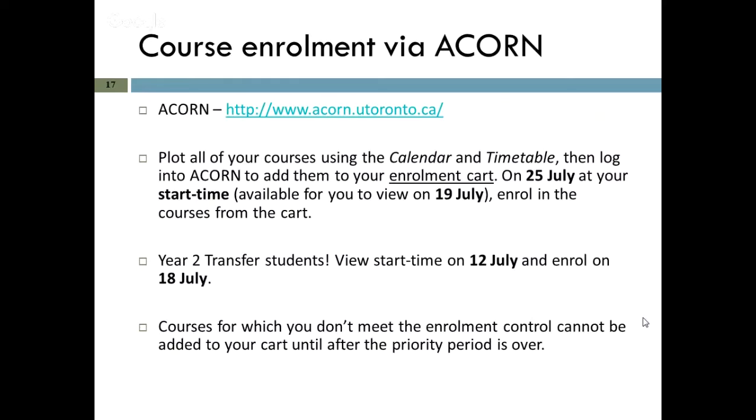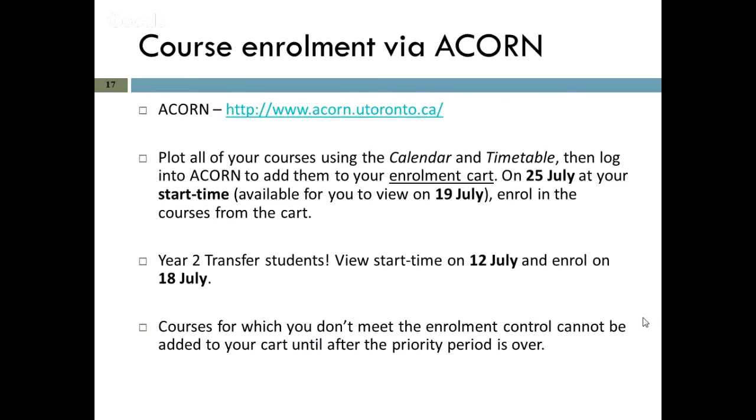So I have a couple of backup options. Acorn is pretty clever because if you type in a course code, it will tell you in real time whether the course will conflict with the other courses that you've enrolled in. And all of the courses will tell you in real time what the capacity is and how many students have enrolled.